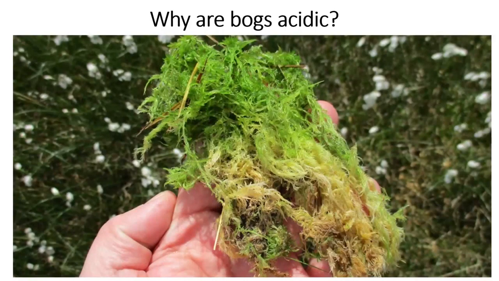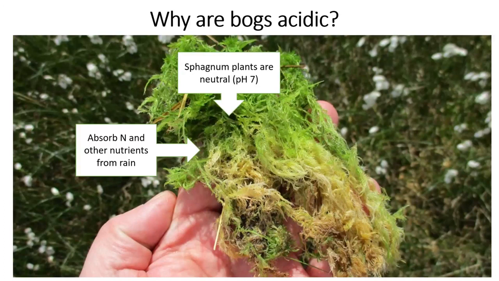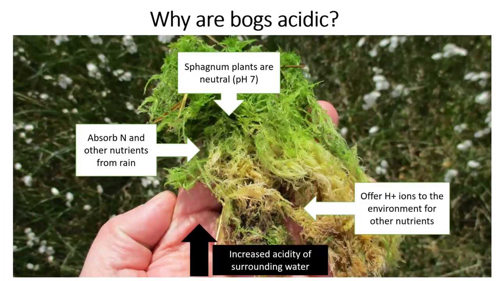So why are bogs acidic? Well, it's because of sphagnum mosses. Sphagnums themselves aren't acidic, but they're very good at exchanging ions into the environment for the very scarce nutrients that happen to occur in bogs. And that's where they're really successful. They sweep up any nutrients that are going. As soon as they put hydrogen ions into the environment, that increases the acidity of the surrounding water, which then forms a feedback loop where everything gets more acidic, and that's why bogs are acidic and sphagnum mosses keep them acidic.